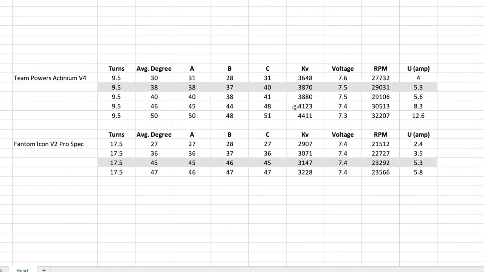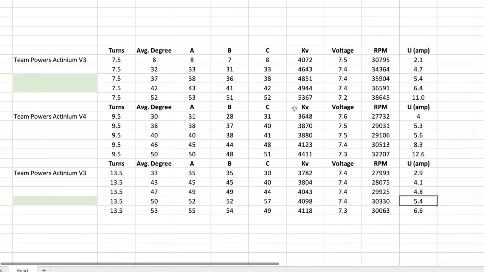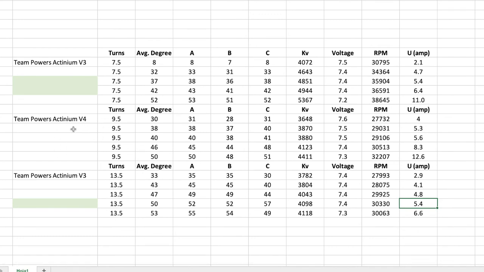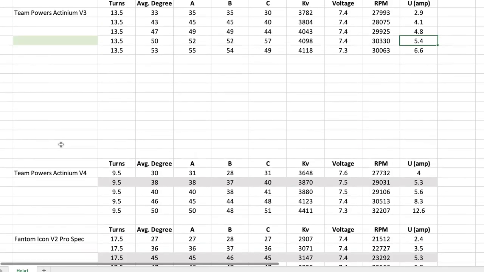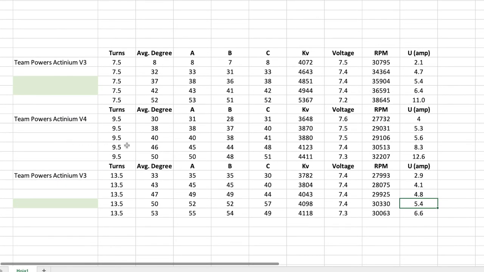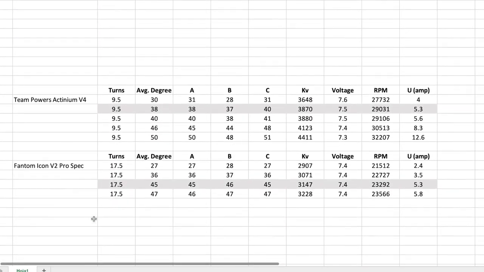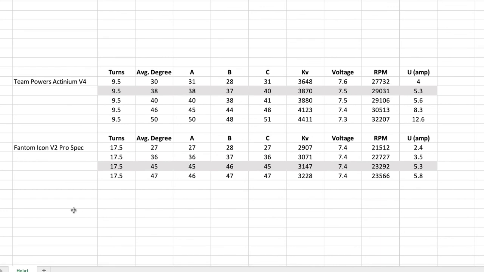Now, if we go back to the other ones, the reason why I was saying this may actually have more power, despite it being slower, is because this Phantom motor, 17.5, in my opinion, performed better than the Team Powers 17.5. Now, that was my experience. Maybe it was just the motors that I received. Keep in mind that is also a possibility. If you have experience with these two motors or any other motors that you'd like to pitch in, maybe a Trinity, maybe a Hobbywing just stock, please put it in the comments. Let me know. But back to these.